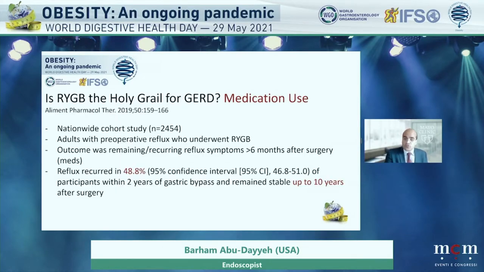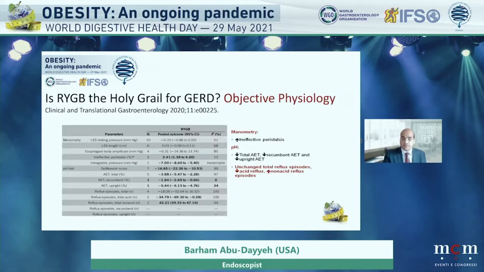This is also corroborating evidence from a nationwide cohort study that looked at adults with preoperative reflux who underwent gastric bypass. They looked at remaining or recurrent reflux more than 6 months after surgery. This is from Sweden, and they showed that about 50% of the cohort continued to have reflux or had recurrent symptoms requiring medication that remained stable up to 10 years after the procedure.